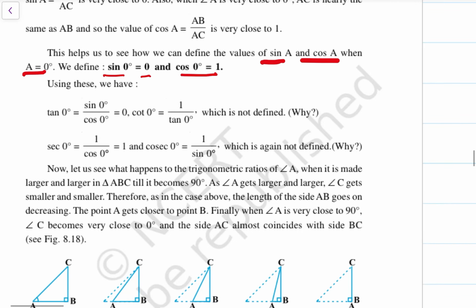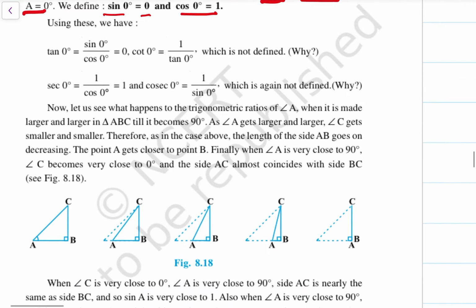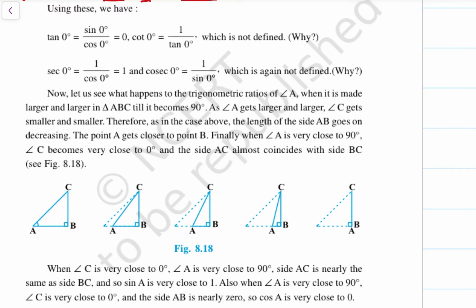Can we find the other trigonometric ratios based on this? Yes, definitely. Tan 0 is sin 0 upon cos 0, which is 0. Cot 0 is 1 upon tan 0, that is 1 upon 0, which is not defined as 0 is the denominator here. Sec 0 is 1 upon cos 0, which is equal to 1, and cosec 0 is 1 upon sin 0, which is again not defined.